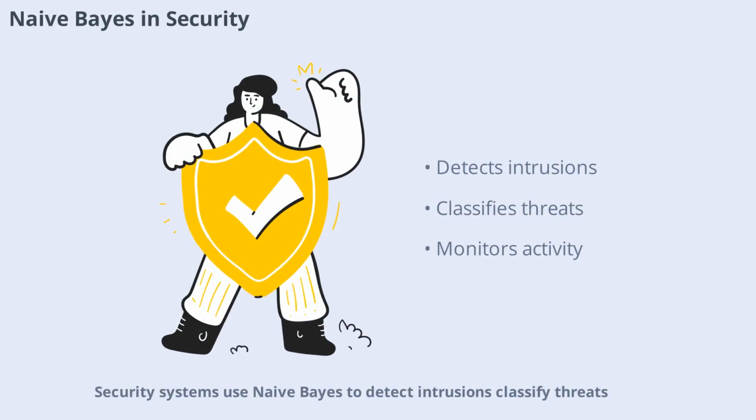Security systems use Naive Bayes to detect intrusions, classify threats, and monitor network activity. The algorithm analyzes patterns in data to quickly identify suspicious behavior, helping protect systems from cyber attacks.